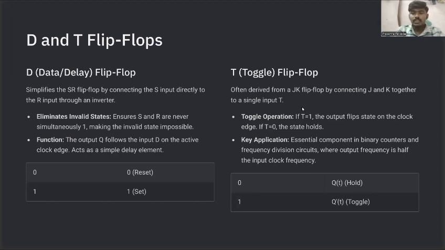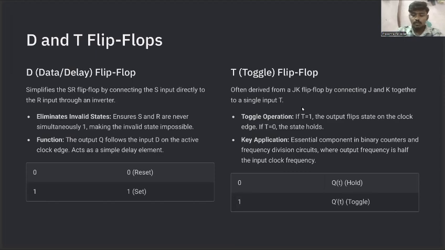So whenever T is equal to 0, the no change condition will occur. Whenever T equal to 1, the output toggles and changes state. Toggle state means the output is repeatedly changing state. This is known as toggle state. When T equal to 1, the toggle state will occur. So these T flip-flops are used in counters and dividers because of their toggle nature.